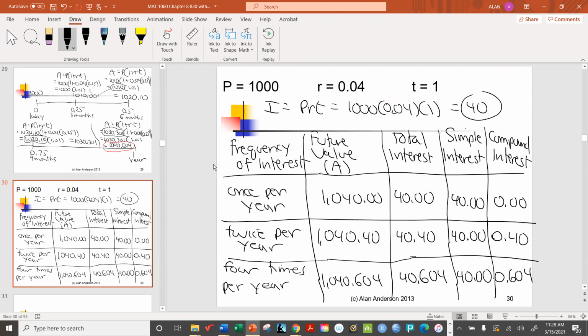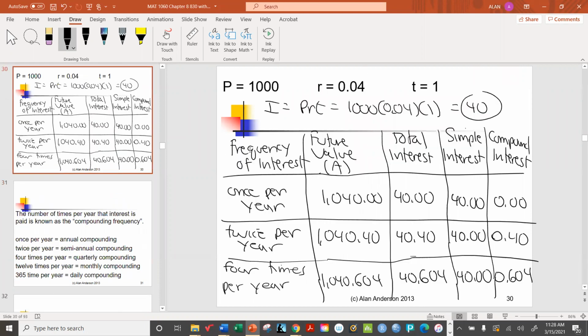Okay, so I obviously wrote this by hand. So what I've done is I've got in the first column the frequency at which the interest is paid. We had 3 cases, remember: once a year, twice a year, and 4 times a year. We calculated the future value in each case, and you can see we started at $1,040, then we went up to $1,040.40, and then we had $1,040.60.